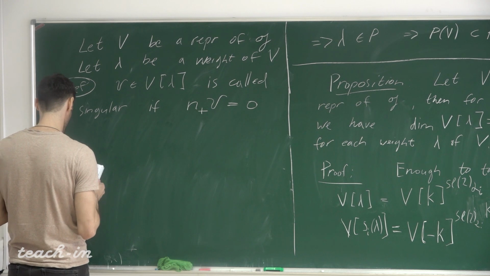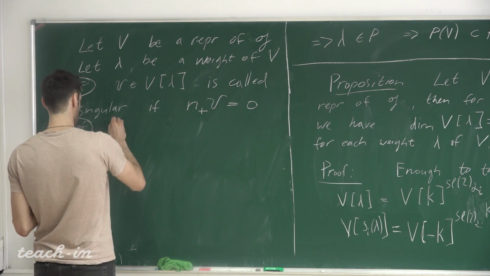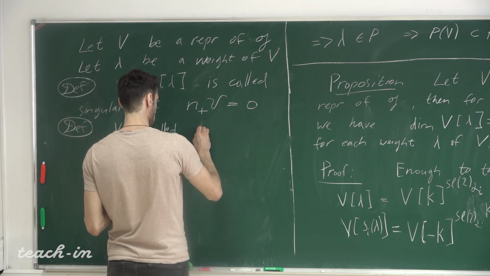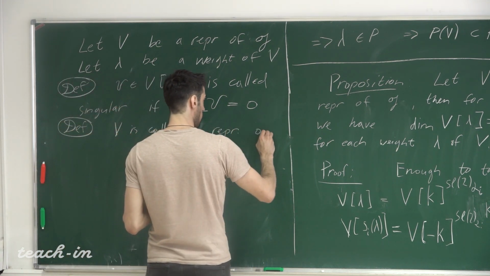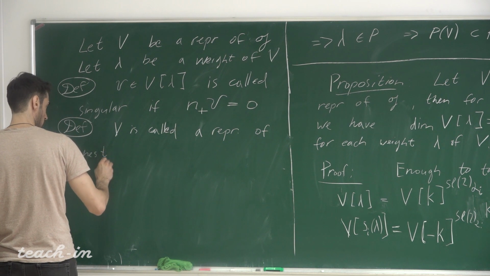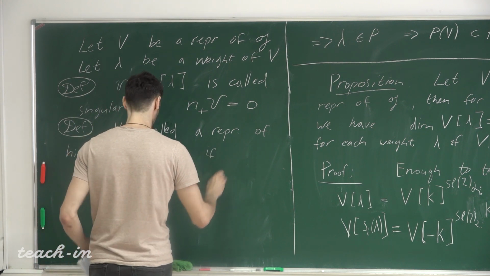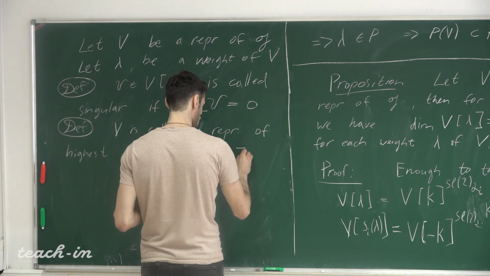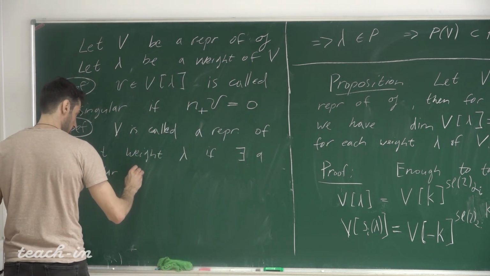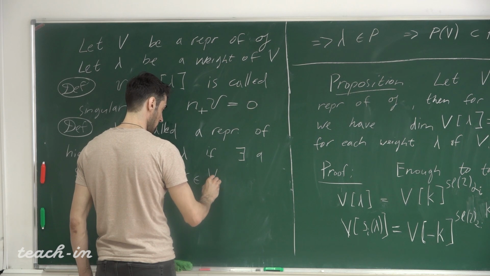The next definition is that V is called a representation of highest weight lambda if there exists a singular vector V in V of lambda.